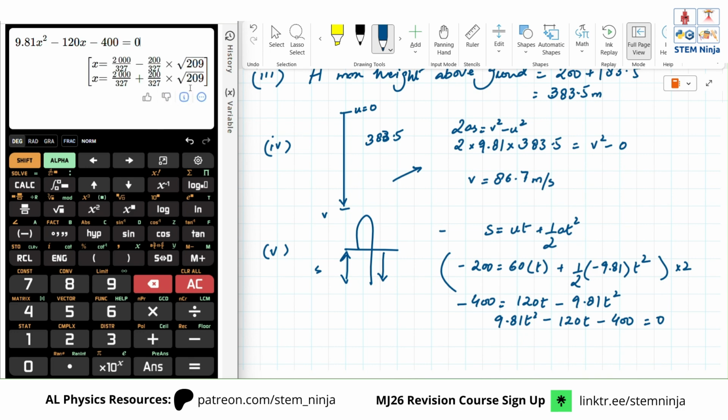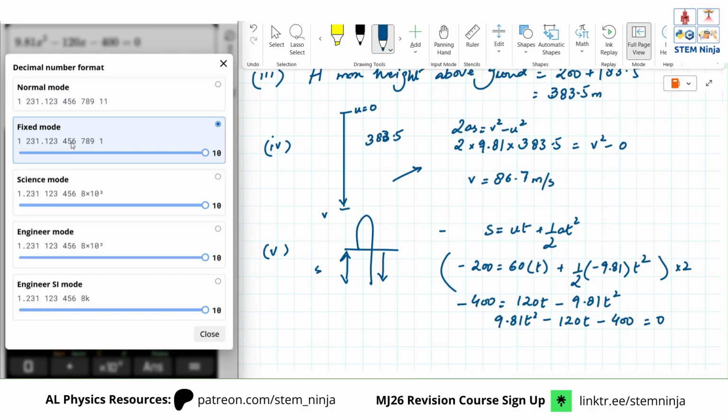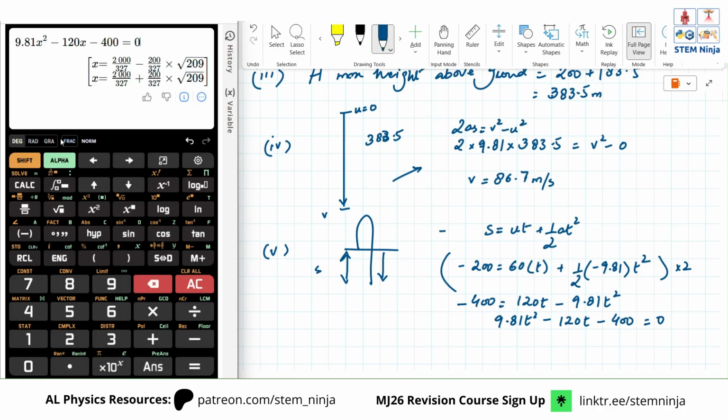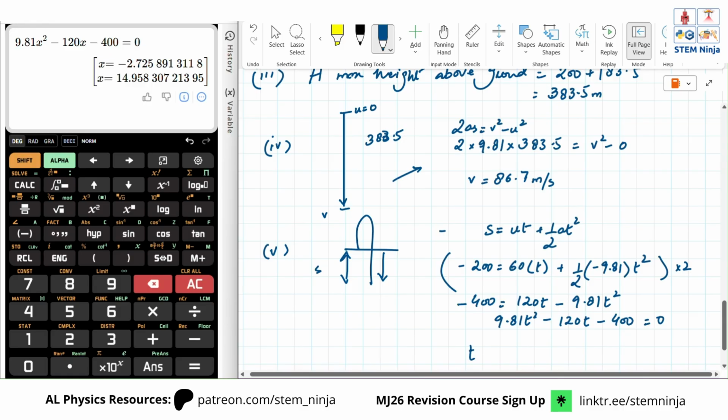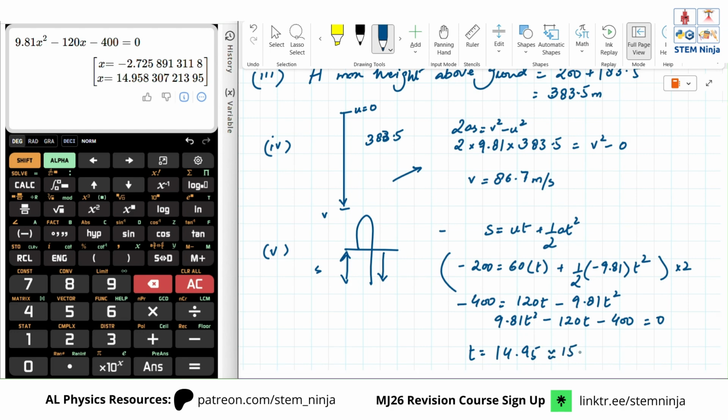You would get two values. Let's use the normal mode. Okay, so one value of t is coming out to be negative, so obviously time cannot be negative. So it's 14.95, or roughly 15 seconds, that we can count for.